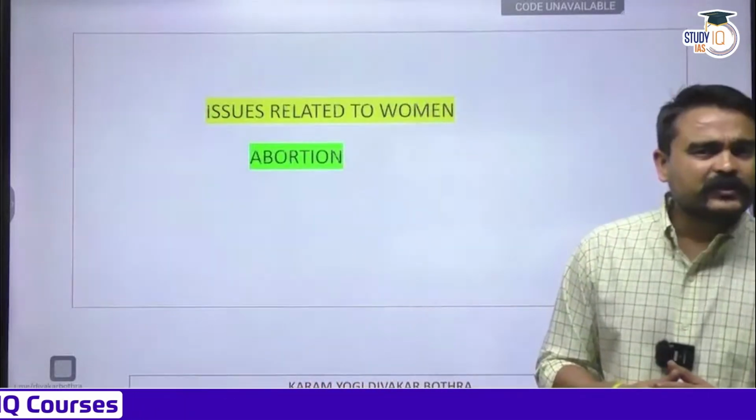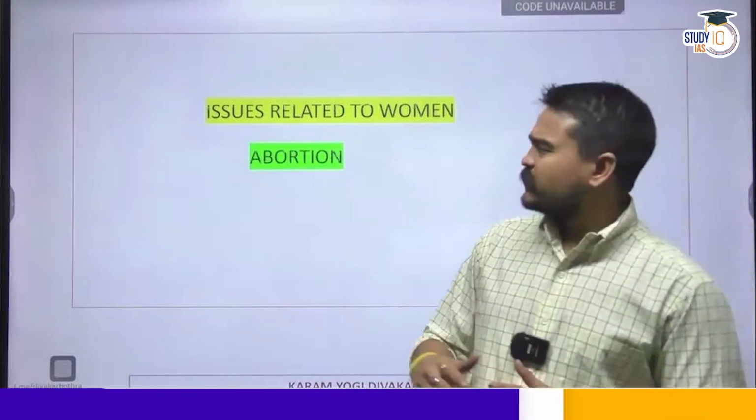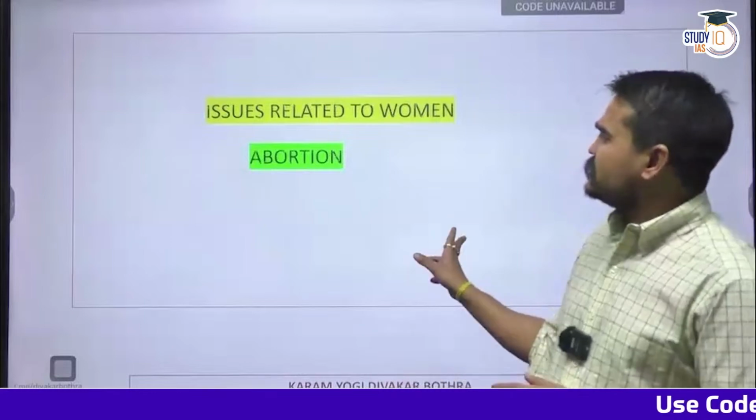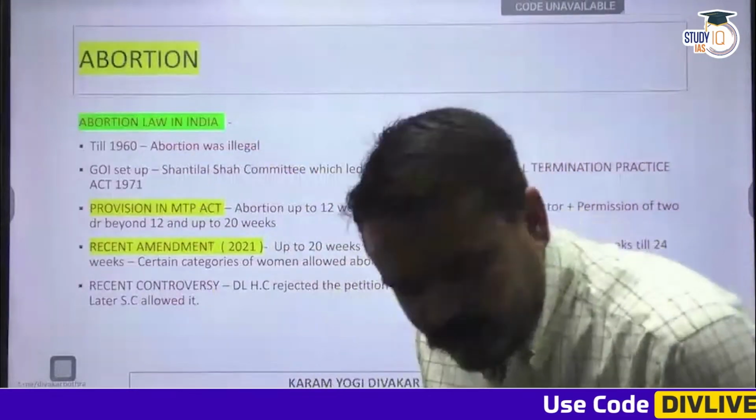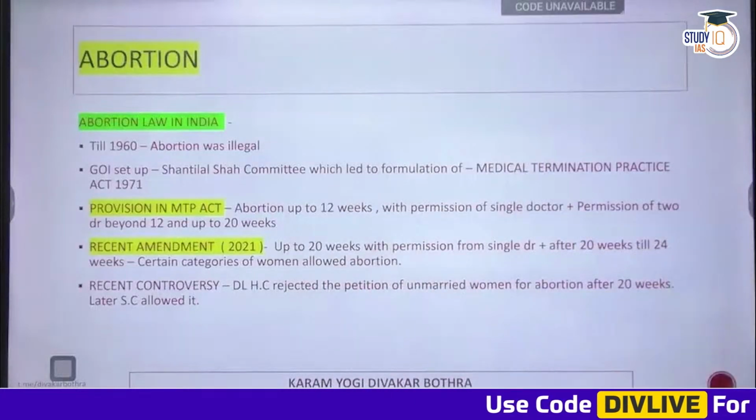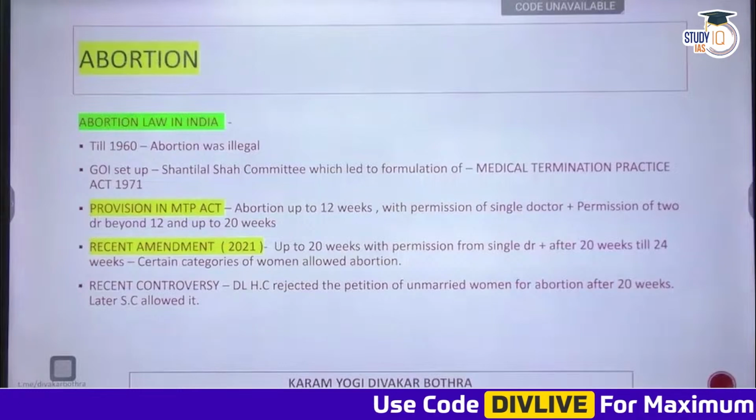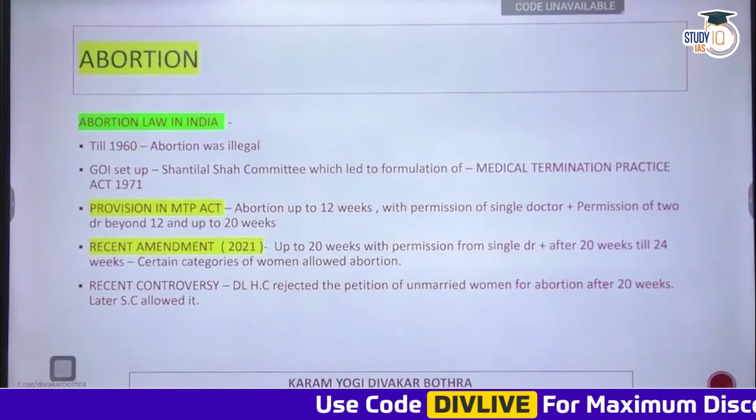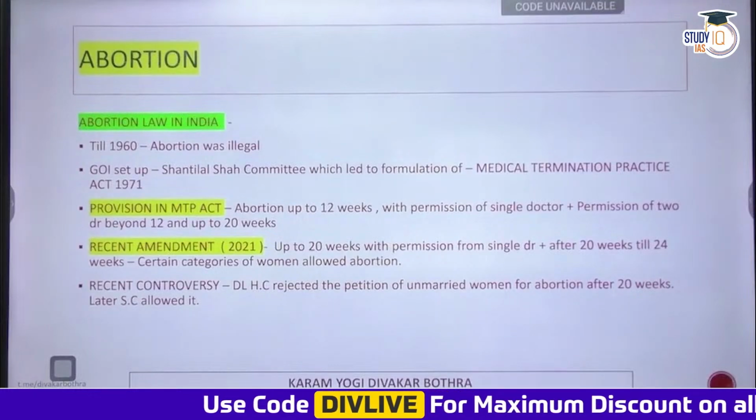Another issue which has been cropping up again and again is abortion. This would be the last topic, or I think there is one more topic beyond this. Abortion laws in India. The entire abortion debate till now is mentioned here in the PPT. You can just have a look here. Till 1916, abortion was illegal in India. You cannot abort a child.